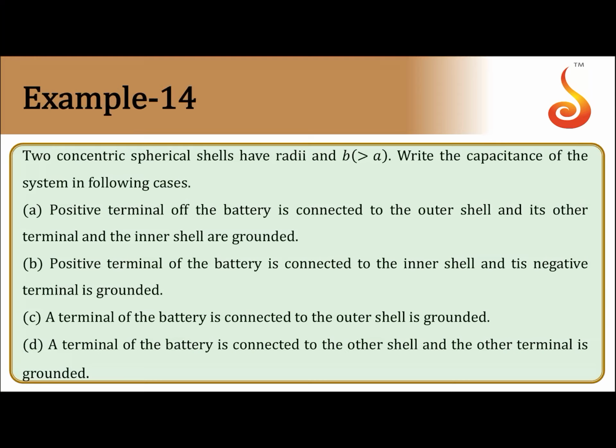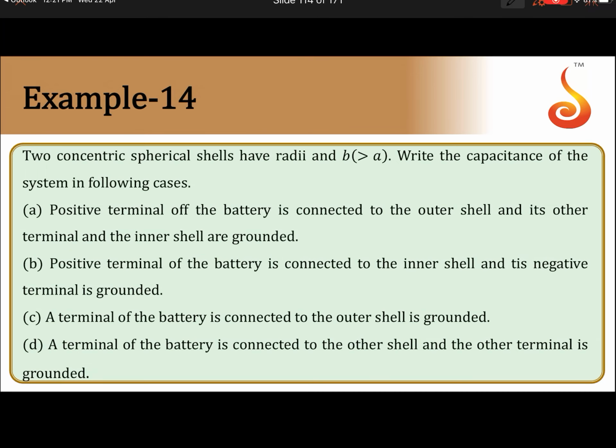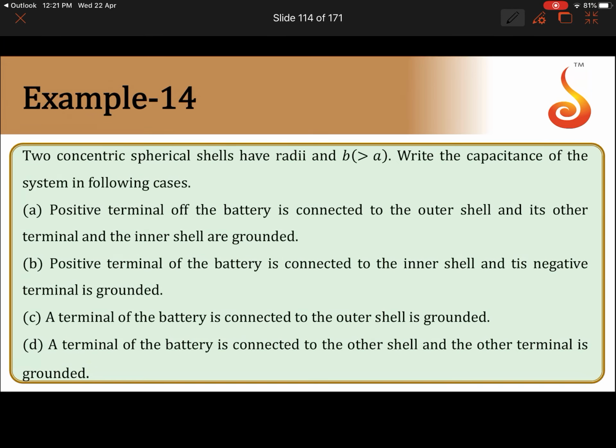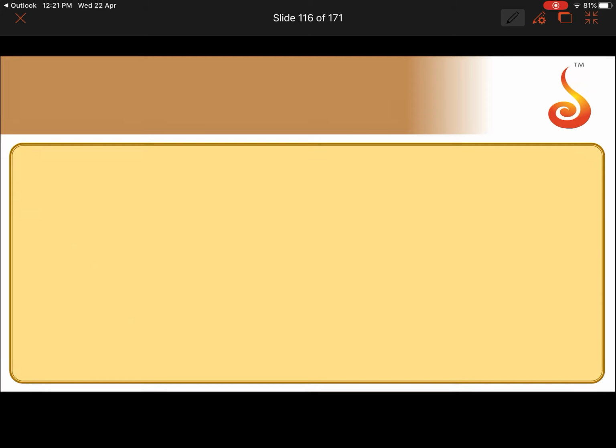Now come to this question. Two concentric spherical shells have radii B and A. Write the capacitance of the system in following cases. A: Positive terminal of the battery is connected to the outer shell and its other terminal and the inner shell are grounded. B: Positive terminal of the battery connected to the inner shell and negative terminal grounded. Third is a terminal of the battery is connected to the outer shell grounded. D is a terminal of the battery is connected to the other shell and the other terminal is grounded.